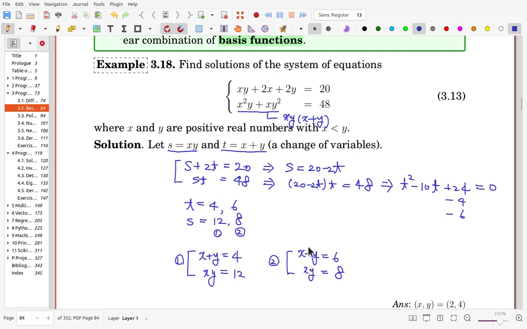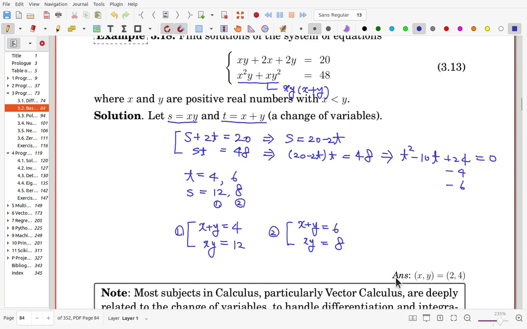So there are a total of four solutions, but among them, x, y both must be positive, and y must be larger than x. So you can find the unique solution, which is 2 and 4. Among the four solutions, that one satisfies these conditions. Okay, you can finish the computation yourself.